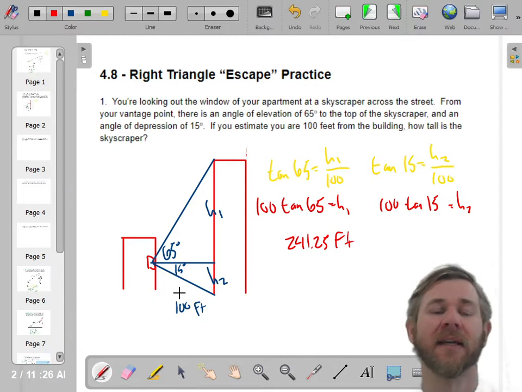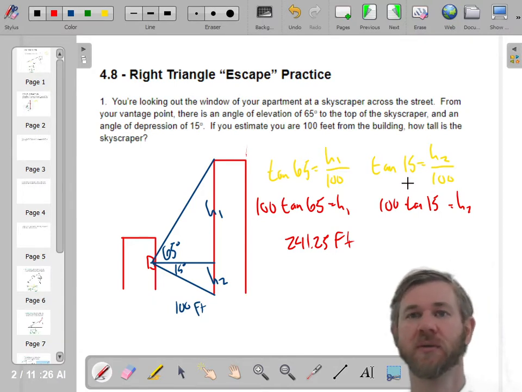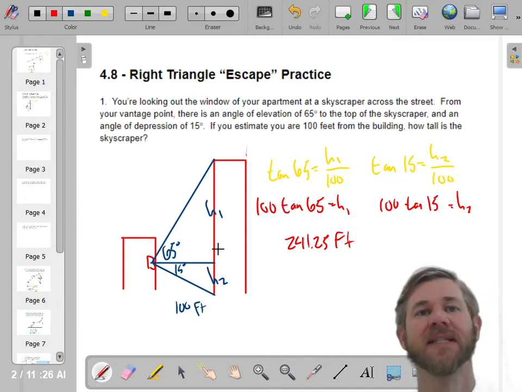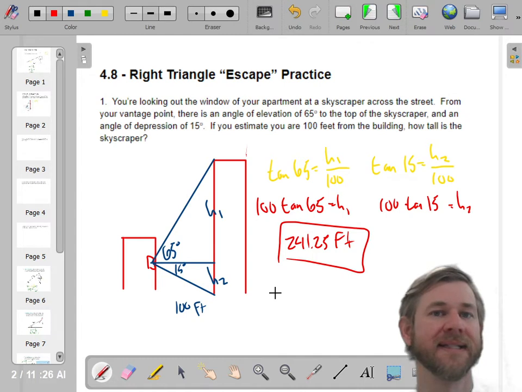If I had to ask, like, what's the height of the window, I would just do h2, so 100 tangent 15. And if you wanted to figure out how high the skyscraper is above you, that's h1, you could get that. But all I really care about is that guy. 241 is the height of the tower.